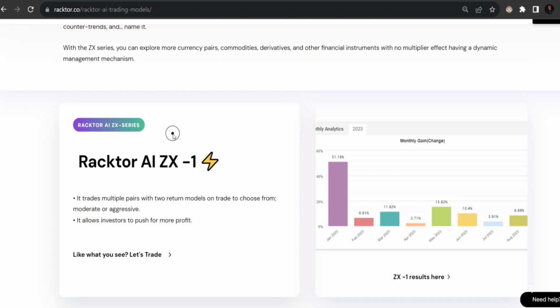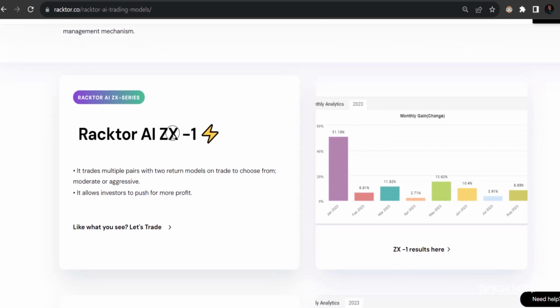ZX1, it trades multiple pairs with two return models to choose from. You can either say, oh, I want the aggressive model of ZX1, or I want a much more moderate return. And also, it allows investors to push for more profit. And this is what I mean by allowing investors to push for more profit.